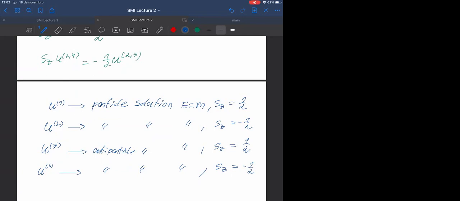Does anybody know what I'm talking about, or has any idea? You are reaching the point, exactly. It's the helicity, in fact, but from the helicity we also go to the chirality.